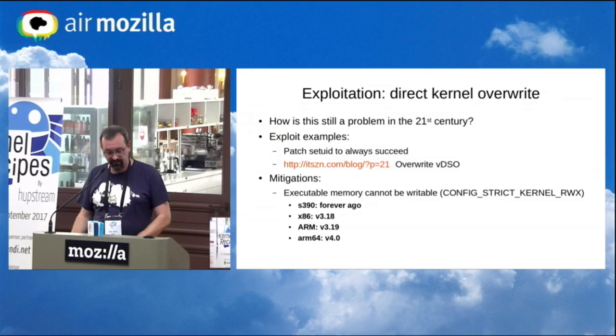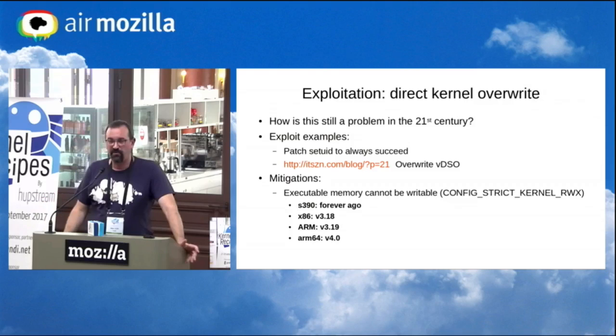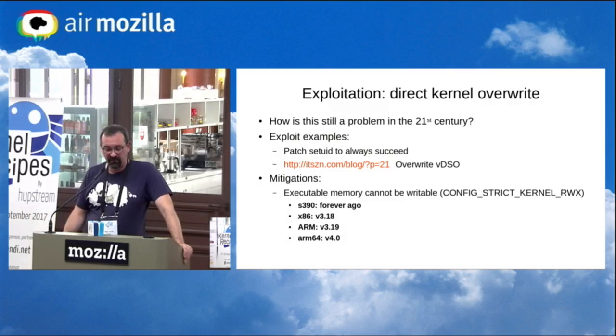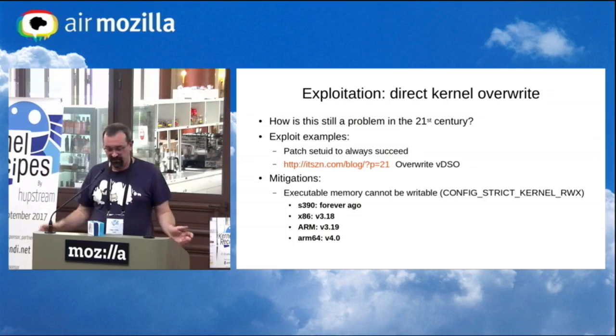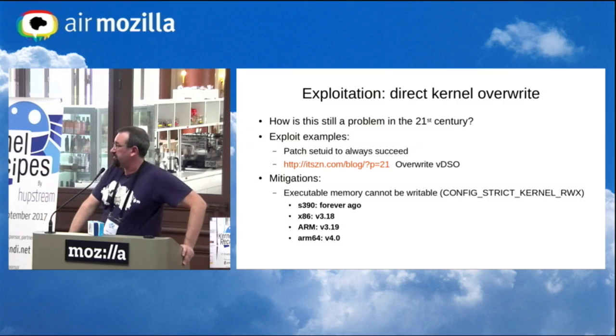Much like mentioning the stack protector, I have to leave this slide in here for direct kernel overwrite. We recently had architectures, and we still have some architectures, where this is a problem: as an attacker, if you got a write primitive, you could just literally change the code of the kernel itself in running memory. This is crazy.